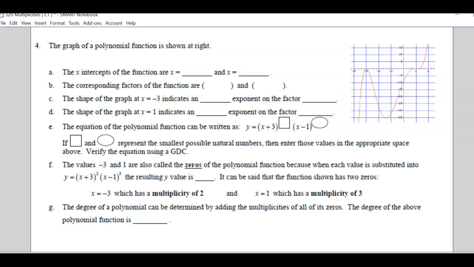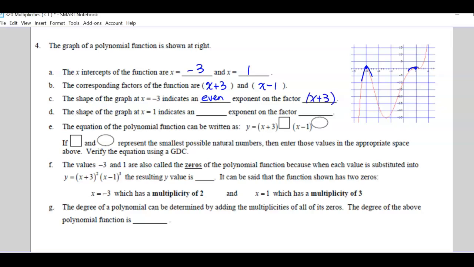Okay, so there's a polynomial function, so we're going to go through this to come up with the equation. X-intercepts, so they're at -3 and +1. Corresponding factors then are x plus 3 and x minus 1, opposite signs. So the shape at x equals -3, that's that U shape. It's tangent to the x-axis. So that indicates an even exponent on the factor of x plus 3.